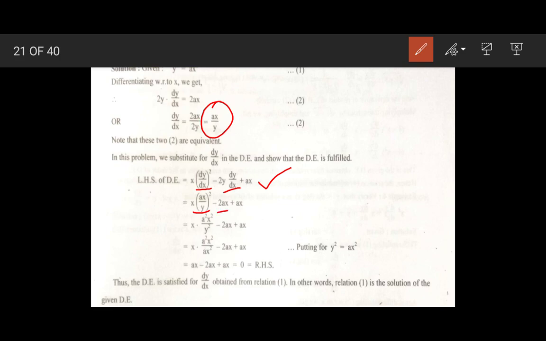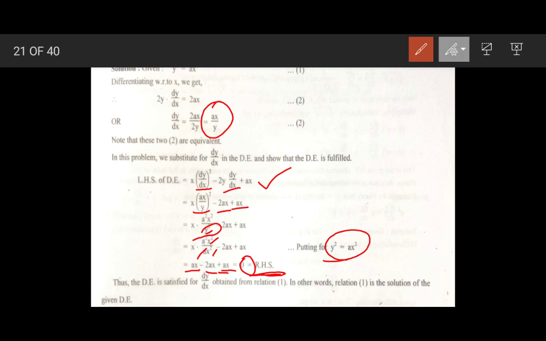So y cancels, giving minus 2ax, plus ax, so that is equal to minus ax. Then this first term, I'm substituting y square as ax square, so the denominator y square will be ax square. Now x square cancels, one a cancels, so this term is only ax, minus 2ax, then plus ax. So that is equal to 0, which is the right hand side.